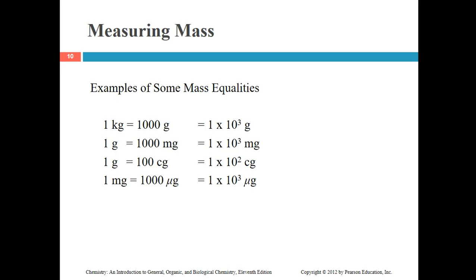A few more examples we have here. Like we've already mentioned before, a kilogram or a kilometer or a kiloliter is 1,000 times bigger than the gram or the meter or the liter. And so you could use that interchangeably, that 1,000 grams is 1 kilogram, or 1 kilogram is 1,000 grams. Or we go down, 1 gram is 1,000 milligrams, or 1,000 milligrams is a gram.